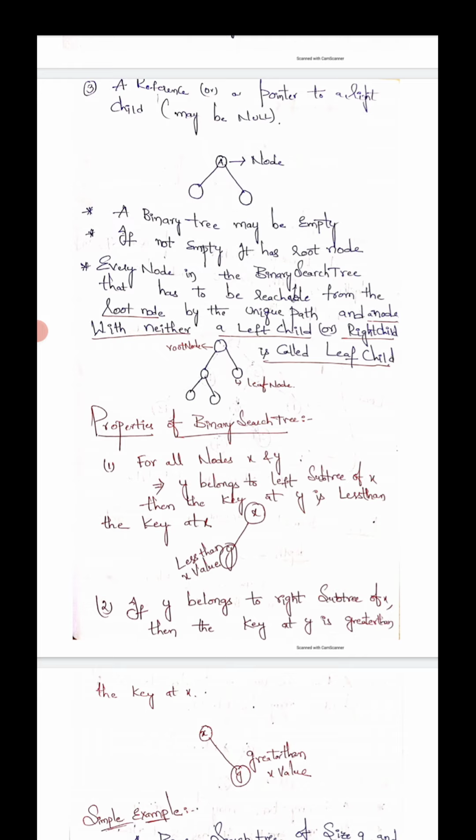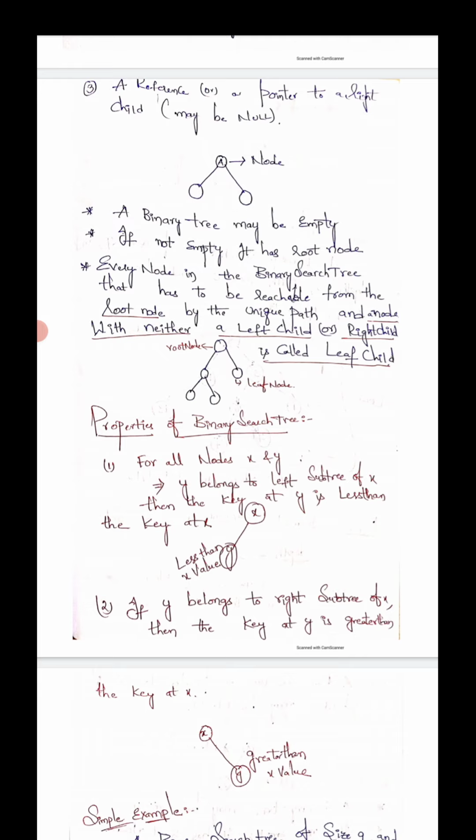Now coming to the properties of binary search tree, listen carefully, otherwise you can't understand these points. The first key property is: for all nodes x and y, if y belongs to the left subtree of x, then the key at y is less than the key at x. Here x is the root node and y is in the left subtree of x, so the key at y is less than the key at x.